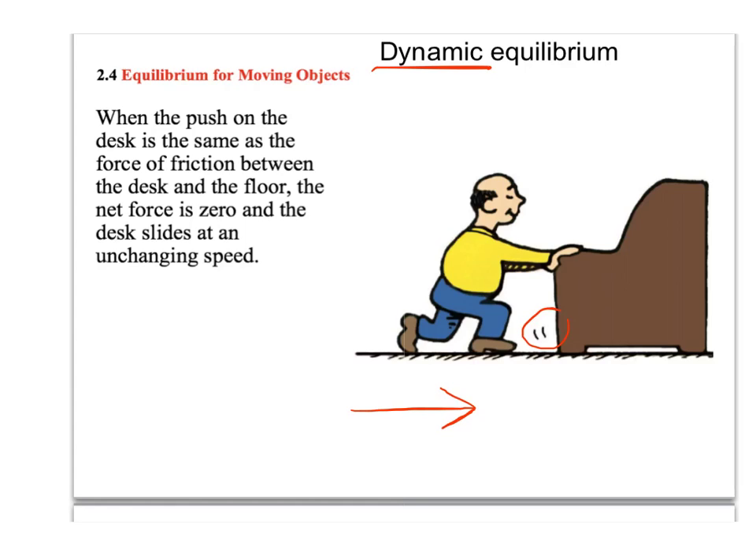The force of friction between the desk and the floor, which we're going to learn about in a later chapter, is in equal and opposite direction and magnitude to the force the guy is applying to the desk. So in this case, the desk is moving, but it is not changing its speed. The force that the man is applying is exactly equal and opposite to the force of the friction between the desk and the floor. So this is what's called dynamic equilibrium. The sum of all forces still equals 0, and the speed does not change.